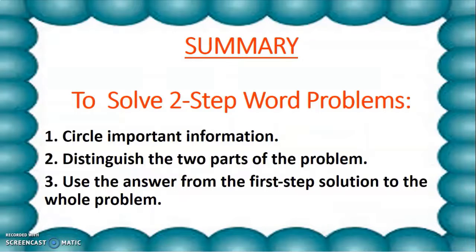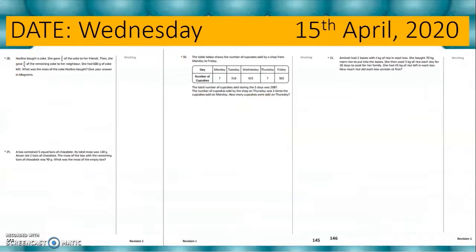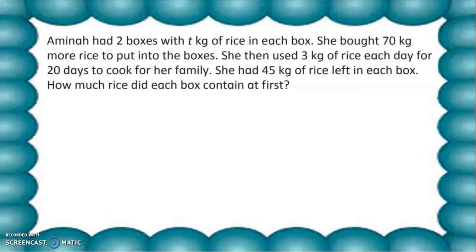To sum up our lesson, to solve a two-step word problem, circle important information, distinguish the two parts of the problem, and use the answer from the first step to find the solution to the whole problem. Now bring out your workbook, turn to page 144 until 146. Show me the working together with your diagram. So, take a look at page 146.